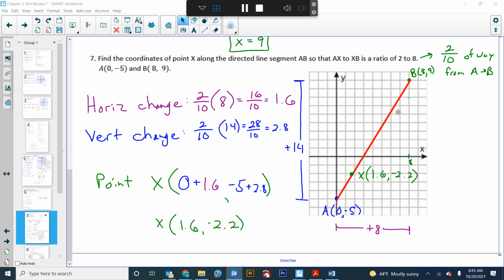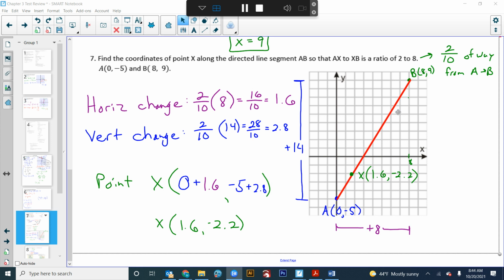And then I do my vertical. 2 tenths of 14 is 2.8. That's not my y value. That's how far up I'm going from A towards B. And so that's kind of like directions. It's a directed line type. You're giving a person directions. Start at A, go right 1.6, go up 2.8. Well, since A's x value was 0, when you move right 1.6, you're at 1.6. But since A's y value was -5, when you move up 2.8, you're at -2.2.